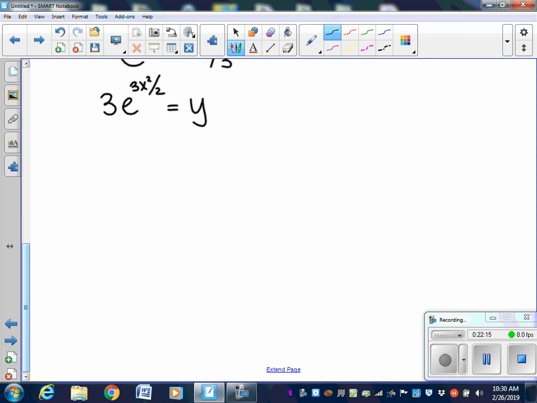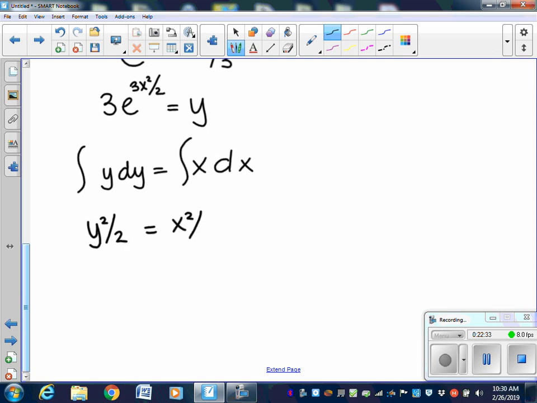And the last one of this type, I'm going to bring the y over to this side, and I'm going to bring the dx over to this side. So this is what it looks like when we separate the x's and the y's. I integrate, that makes y to the second over 2. This makes x to the second over 2. Don't forget your plus c, it usually goes on the right-hand side.